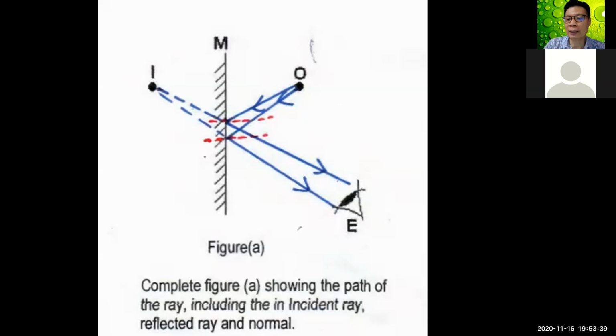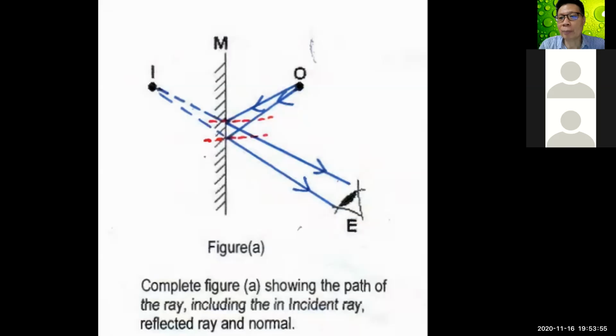Done or not, everyone? Ang Sao Kang, can you hear me? Ang Sao Kang? Yes. Okay. Vivian, can you hear me? Vivian? Yes, sir. Have we finished the diagram, Vivian? Done. Okay, good.